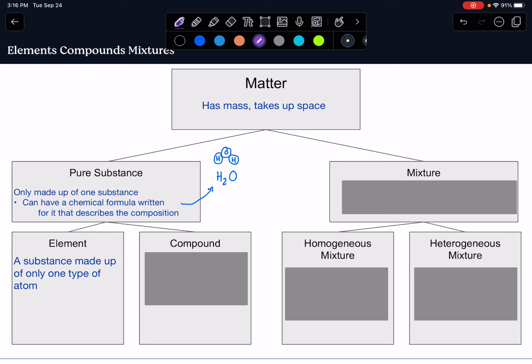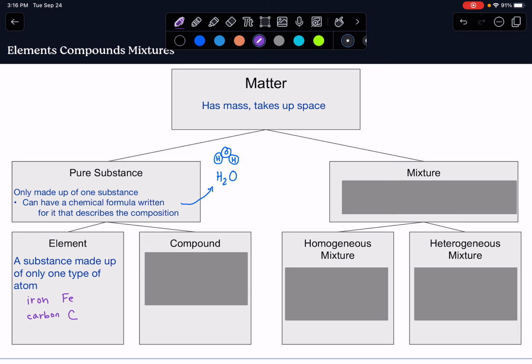So some examples of elements would be like iron. The chemical formula for iron is just Fe. Another example would be carbon, which has the chemical formula C. Those are both considered atoms because if you look at their chemical formula, there's only one thing present. The first one is just Fe. The second one is just C.